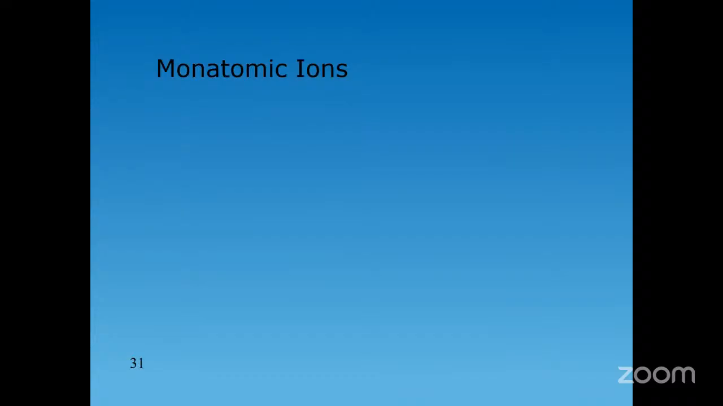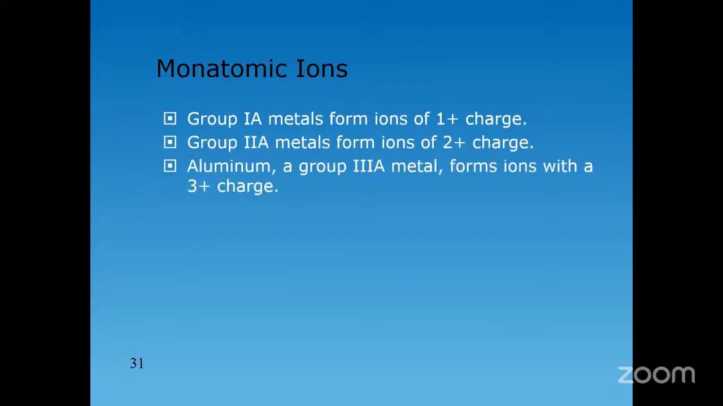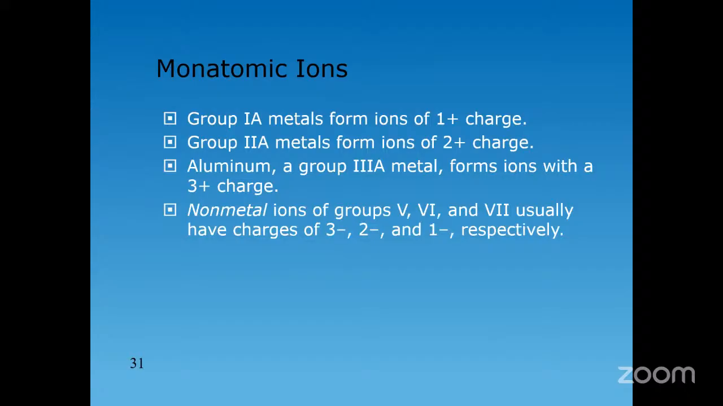So when it comes to naming them, the rules are a bit different compared to the names of binary molecular compounds. Some trends that we see here with respect to the positions of the different metals and the type of ions that are formed. So we're talking about the positions of the metals within the periodic table.